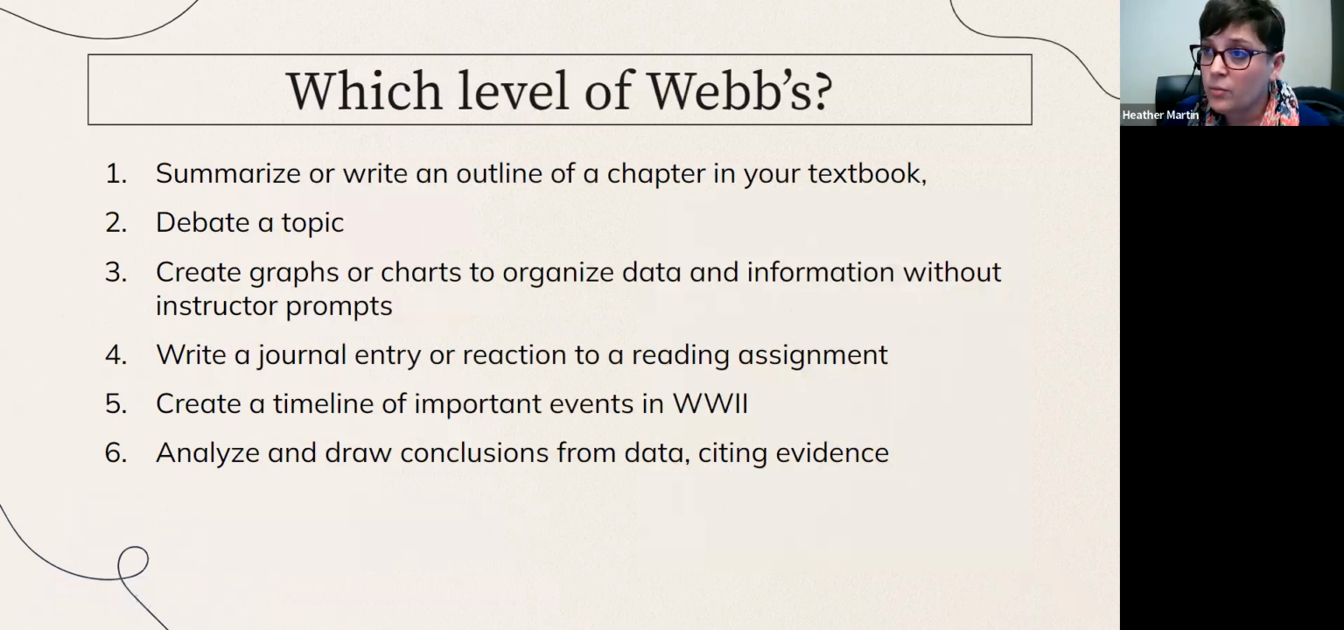So knowing that, we are going to take a look at these examples and take an educated guess or make a declaration of which level of Webb's you correlate it to. And again, there's not necessarily an exact science here. So the first example is summarize or write an outline of a chapter in your textbook. Which level do you think that is?